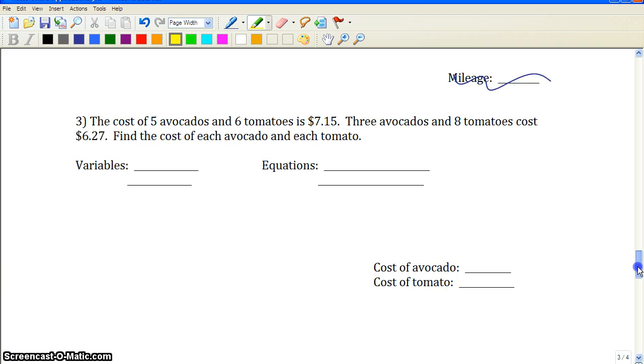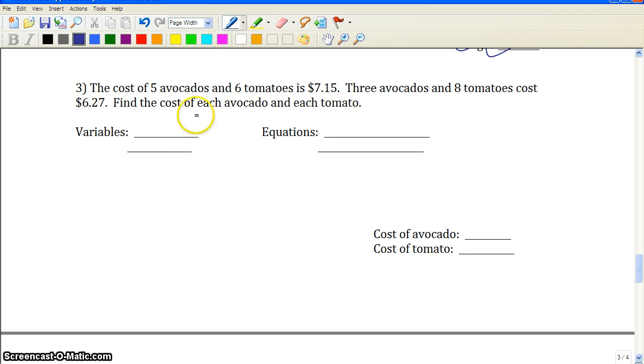All right, let's take a look at number 3. The cost of 5 avocados and 6 tomatoes is $7.15. The cost of 3 avocados and 8 tomatoes is $6.27. Find the cost of each avocado and each tomato. The problem statement gives us our two variables, so we need to define them here.